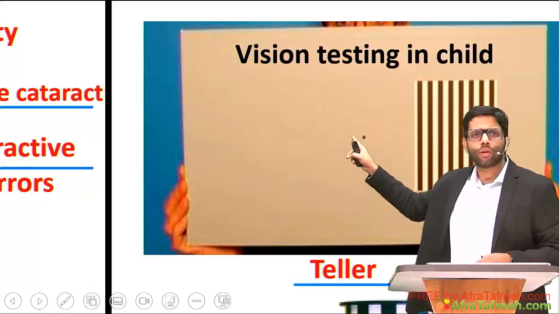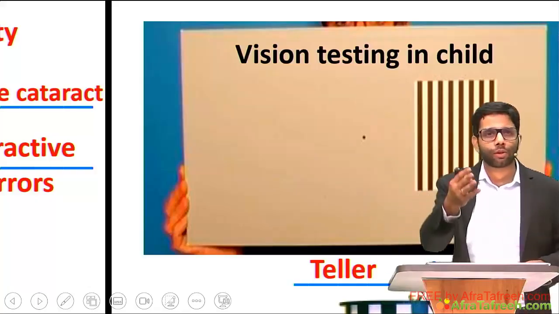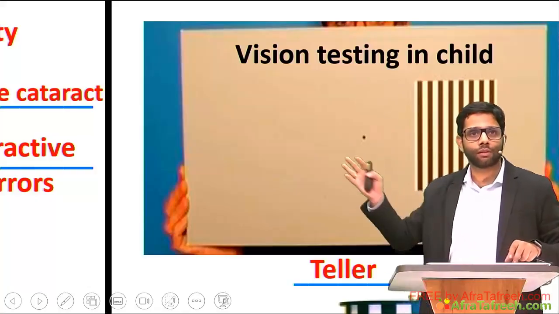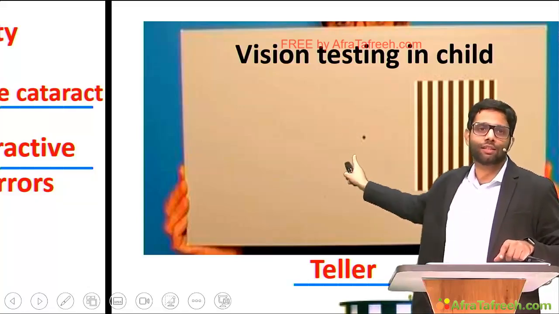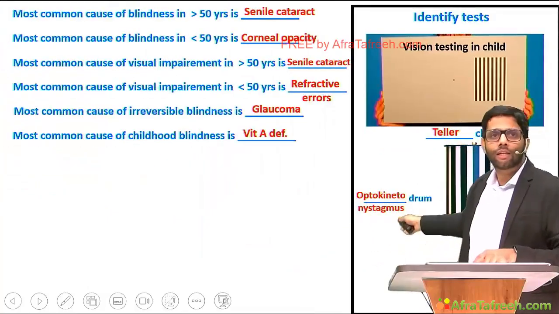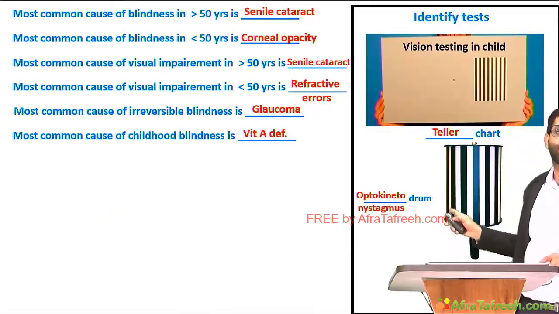Why you make the hole? Why can't the doctor see from above? Because child will be distracted by you. Aap sundar hai. You're handsome, na? Beautiful. The child will be distracted. So you have to hide behind the chart and see the child. And again, a vision testing for child and also for malingering is optokinetic nystagmus done.